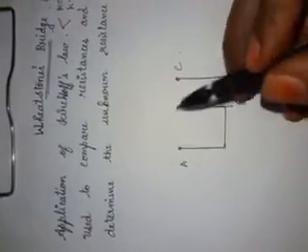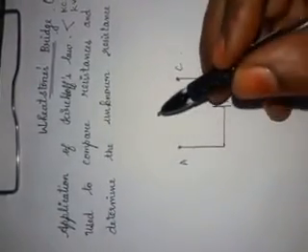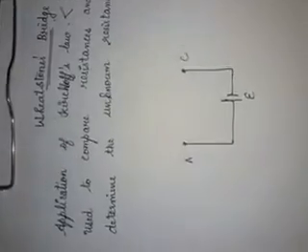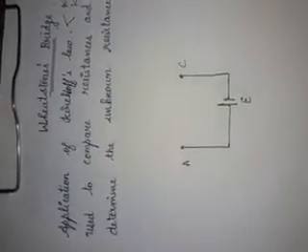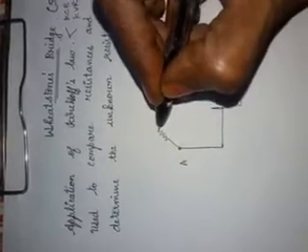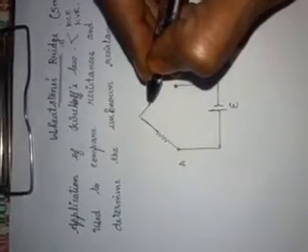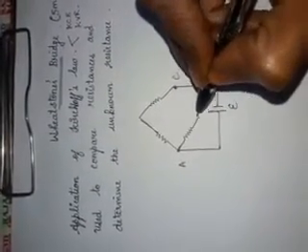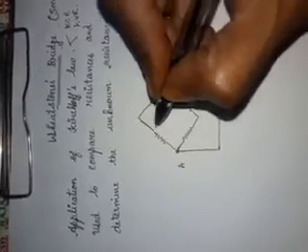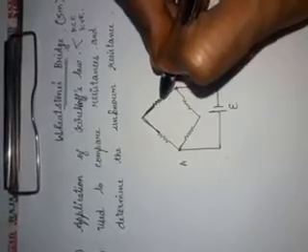Now between these 2 points we are going to have 4 resistances, P, Q, R and S. So see, this is P, next is Q, R and S. So we have 4 resistances like this, P, Q, R and S.